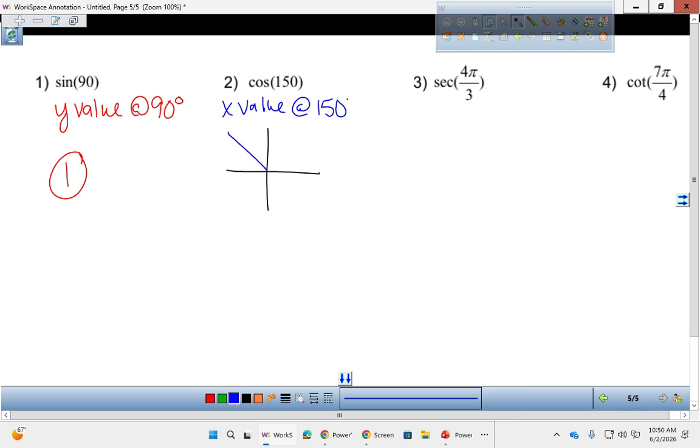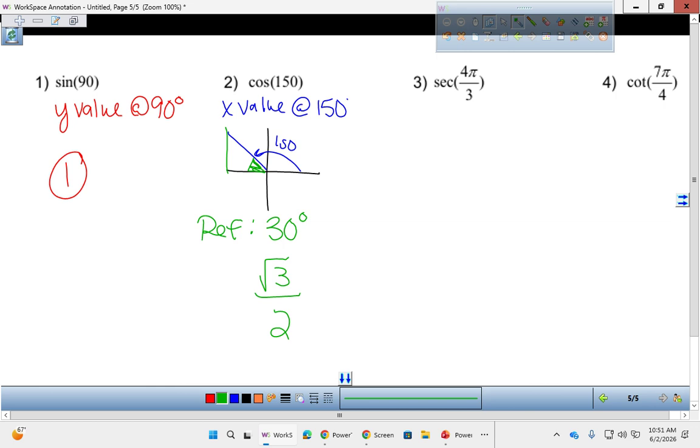Okay, so I can then take that and I can draw this reference triangle. This is 150. So what's the green angle? 30. So to answer this question, I am going to have to refer to 30 degrees. I don't have a 150, but I do have a 30. So what's the x value at 30 degrees? So root 3 over 2. All right, so root 3 over 2 is going to be my answer.